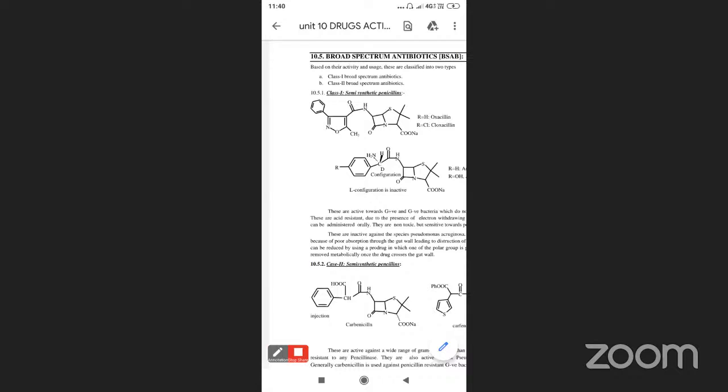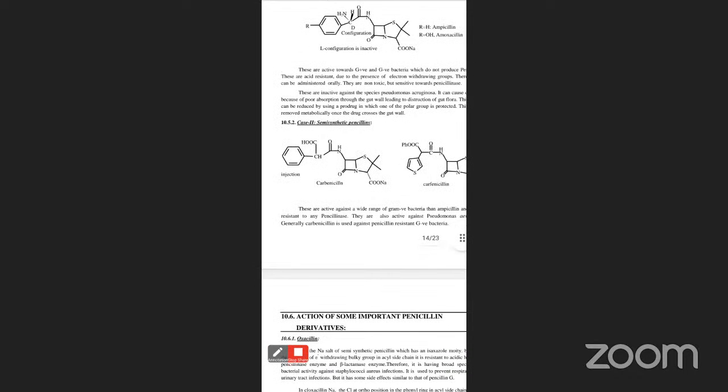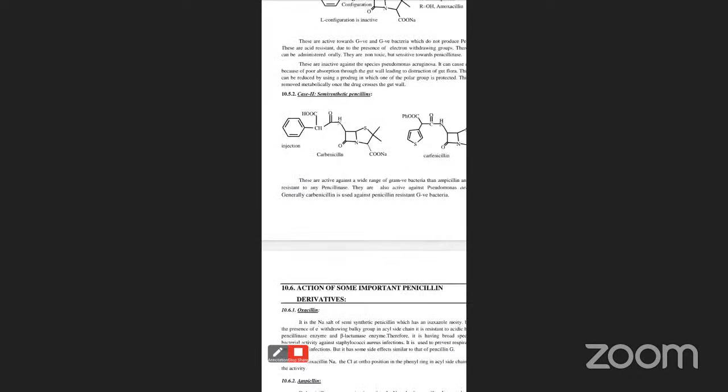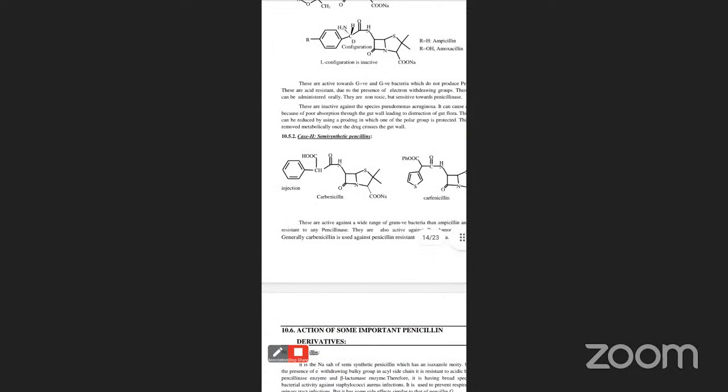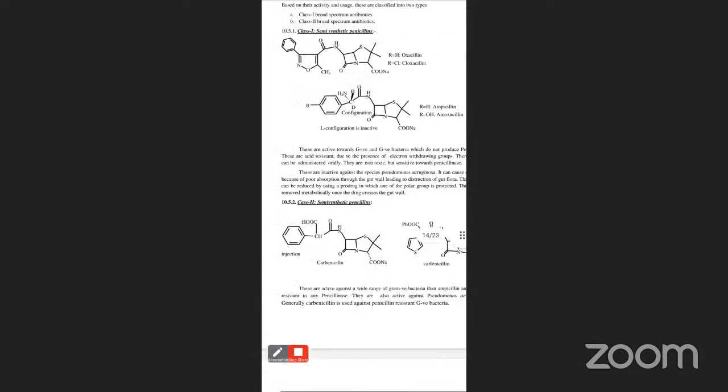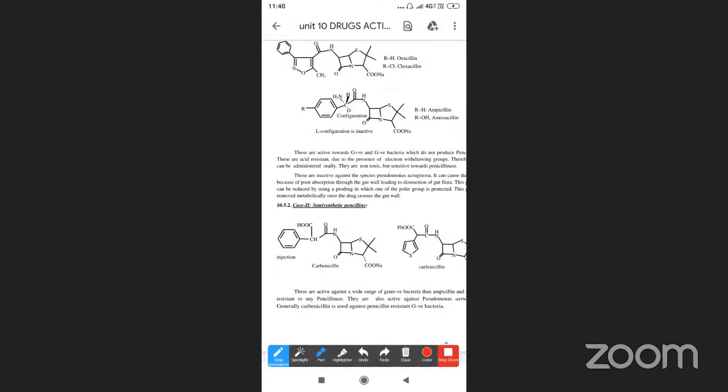So in the class one, like you see, here in place of R, if you keep the hydrogen, it is ampicillin, and you can see the configuration. Here the L configuration is inactive. Only the D configuration is active.